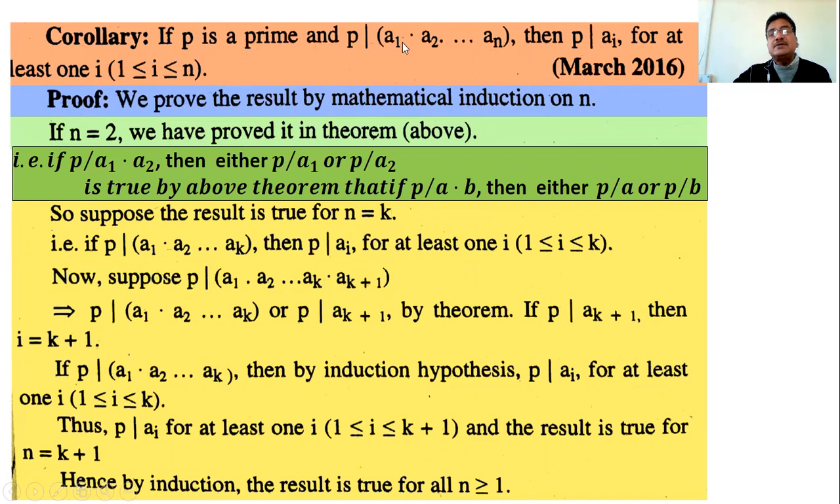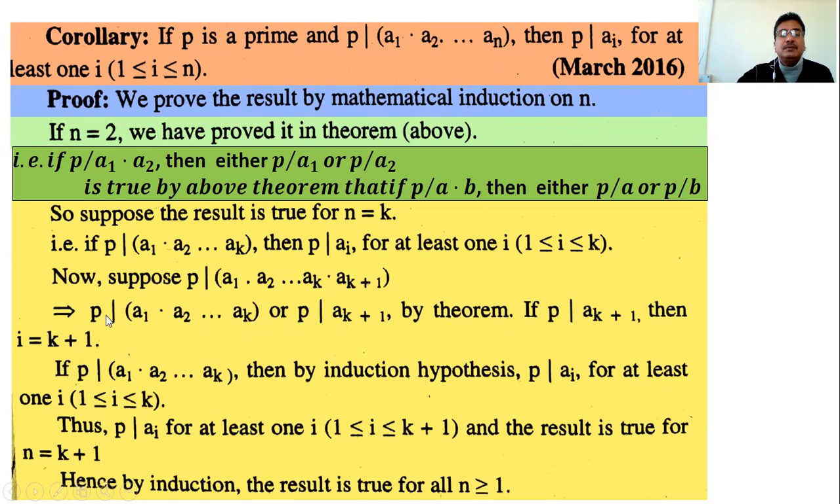If P is prime and P divides A1, A2, A3, up to Ak plus 1, substituting n as k plus 1, then P divides Ai for at least one i running from 1 to k plus 1. This is what we have to prove. Suppose P divides A1, A2, up to Ak plus 1. Then what do we have to prove? Then P divides one of them.